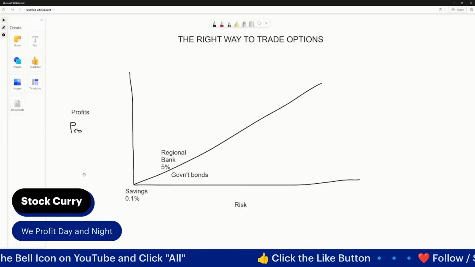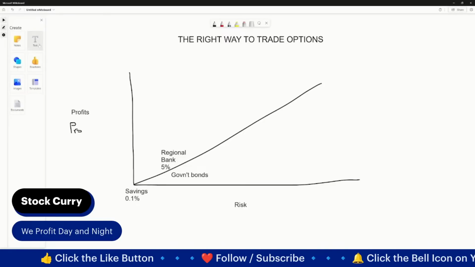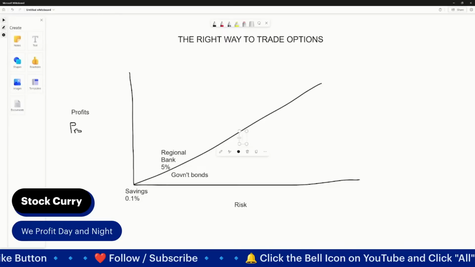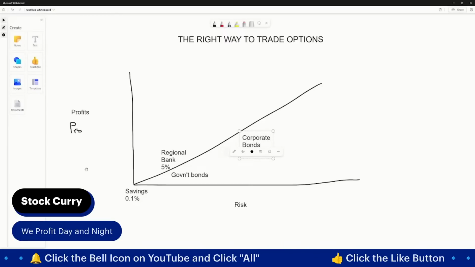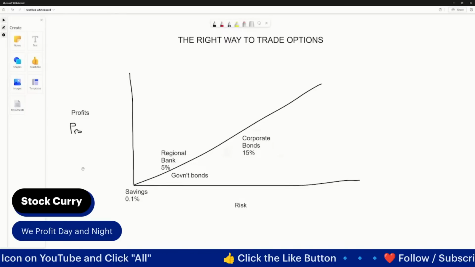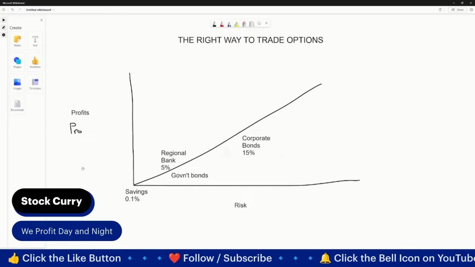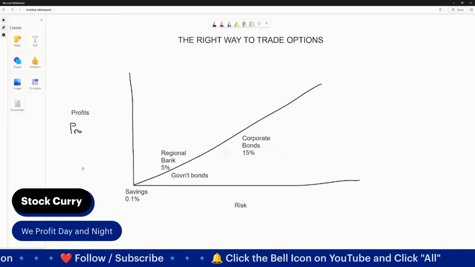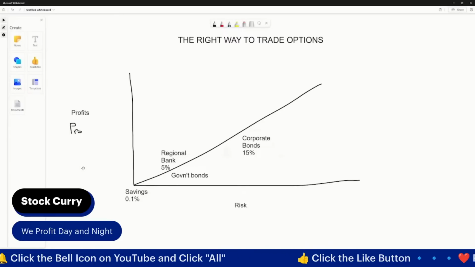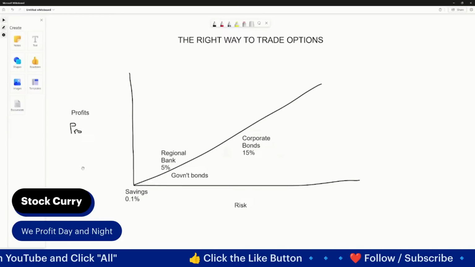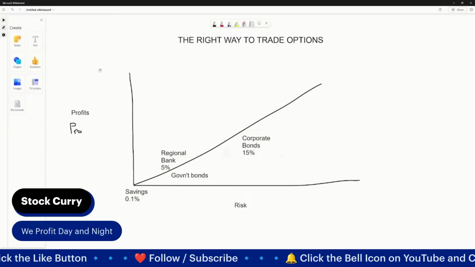You're pretty much going to get 5%, but you are taking on the risk that the government collapses, that there's a default. And then you even have corporate bonds, which could pay as much as 15%. Corporate bonds is when a company issues debt, and then you go and buy the debt and you collect the interest. A corporate bond could go up to 15%, but again, you're taking on the risk that the company defaults or possibly goes out of business or goes bankrupt. So with the higher risk comes higher reward, but also a greater chance of losing your money.